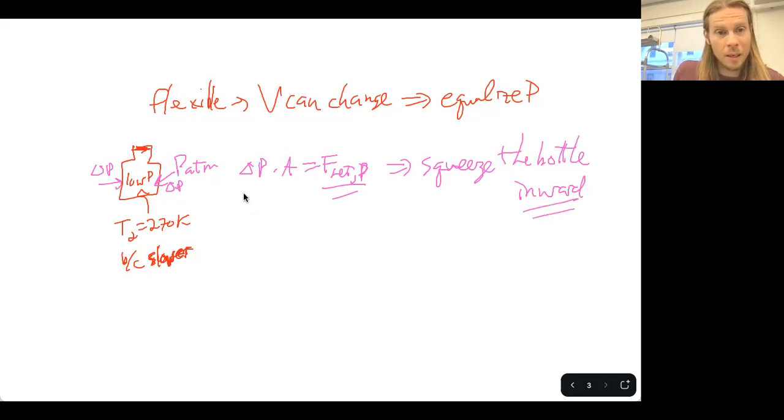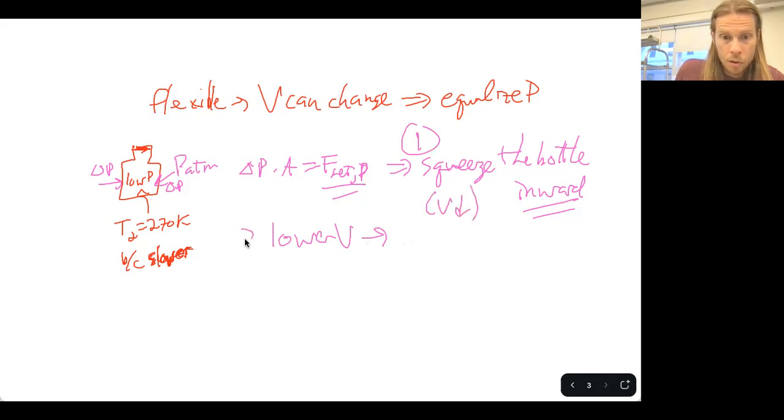I have a delta P inward because it's lower pressure inside, because it's colder, therefore it's slower, therefore there's less pressure, fewer collisions, less energy per collision, great. But that will decrease the volume. Lowering the volume is like part one, squeeze the bottle inward, so V drops, great. Part two, though, is that lower volume means a higher pressure. That increases the pressure.